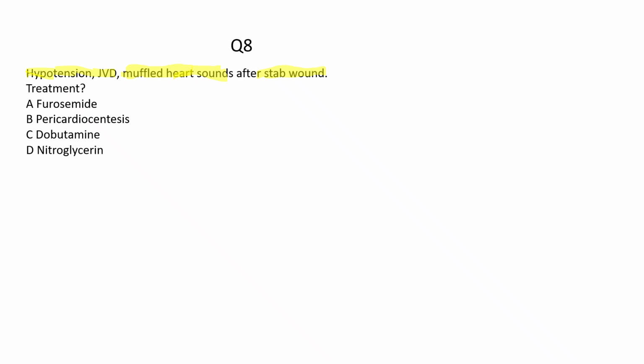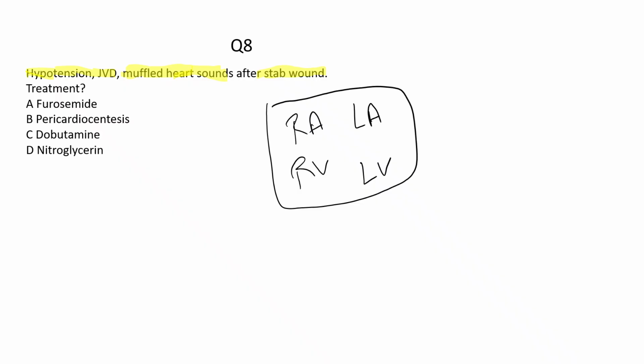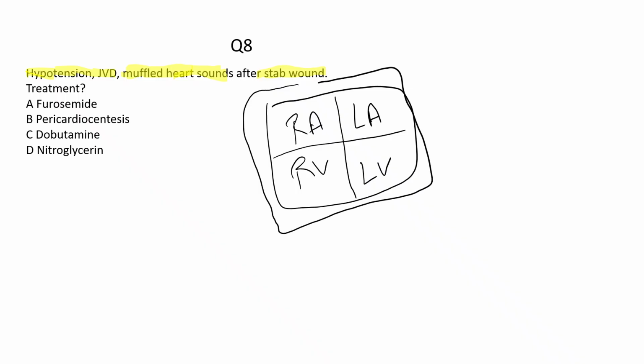The reason why is, if you draw your heart again, let's draw our heart again. So you have the right atrium, right ventricle, left atrium, left ventricle, and you have this heart. And obviously the heart sits in a sac, right? And so if you have, let's say, a stab wound and you have a laceration here, blood will fill this sac, right?